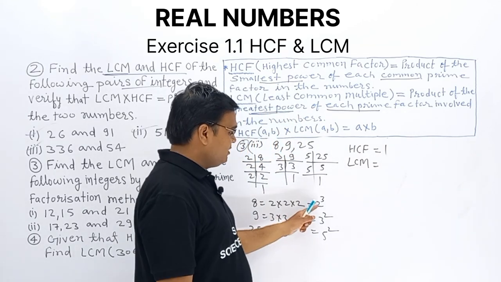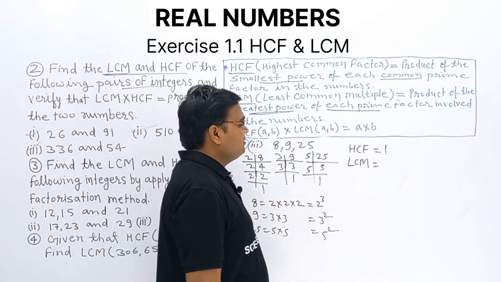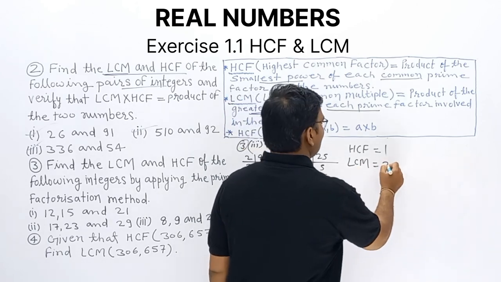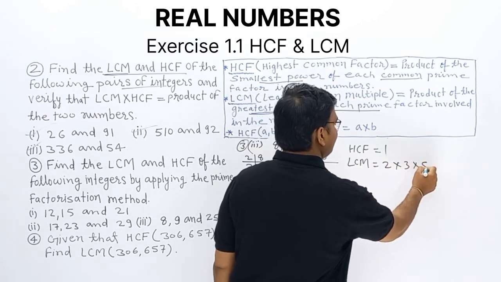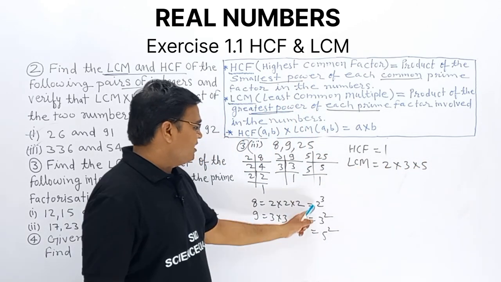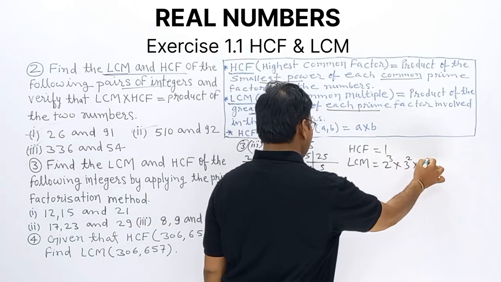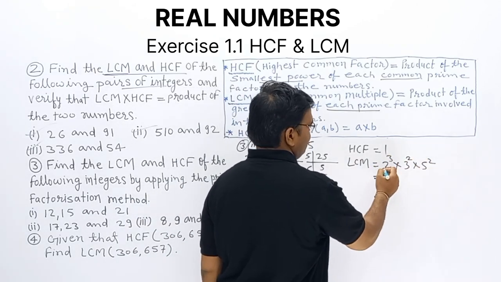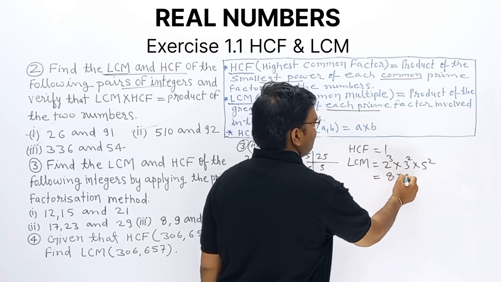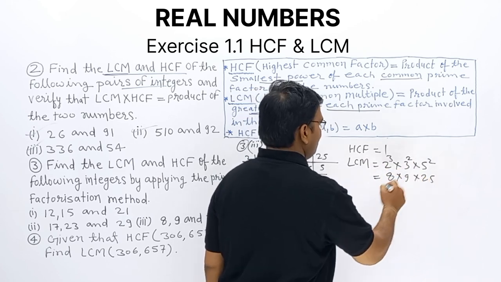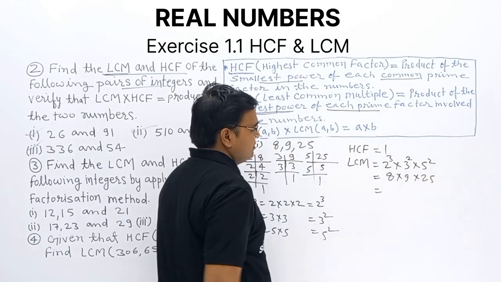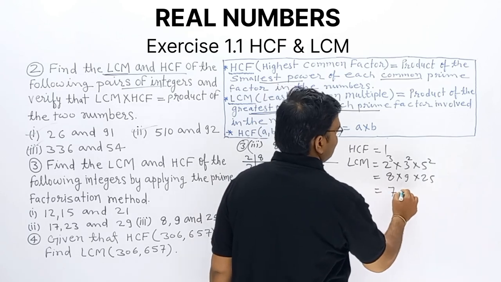What prime numbers did we use there? Having in these numbers 2 into 3 into 5 and put the maximum power. It is 3 times. No other number is there. It is 2 times and it is 2 times. Solve this one. This is the 8, this is the 9, this is the 25. Product. 8 9s are 72.